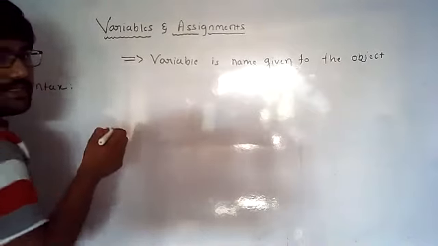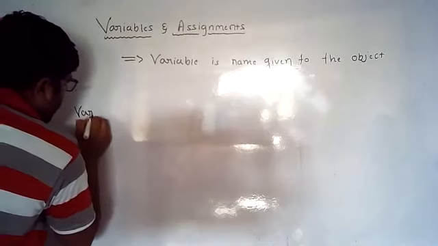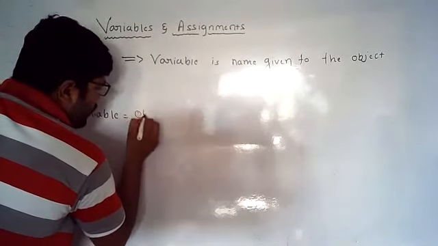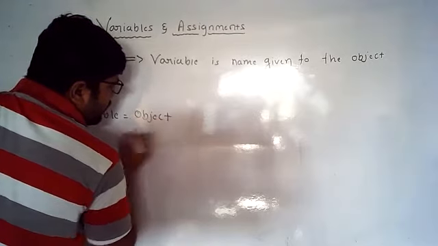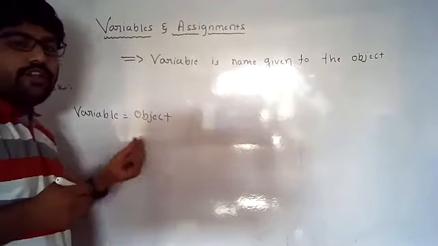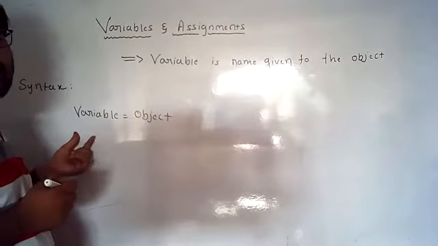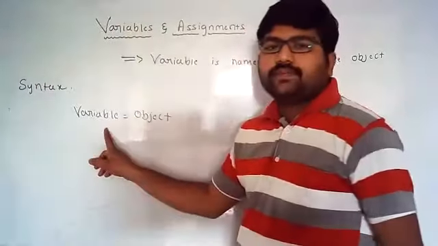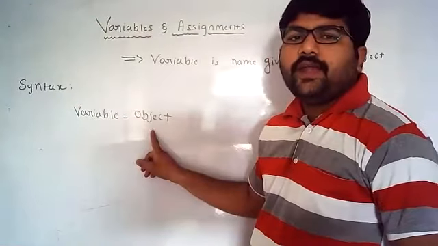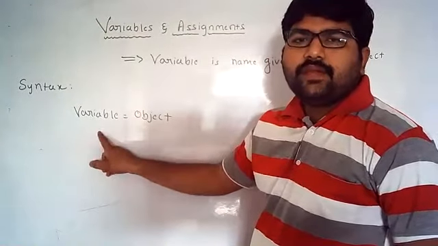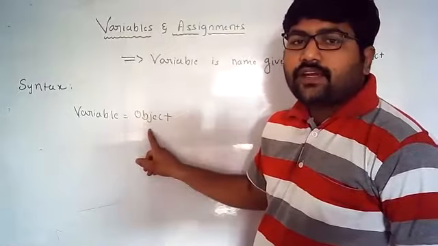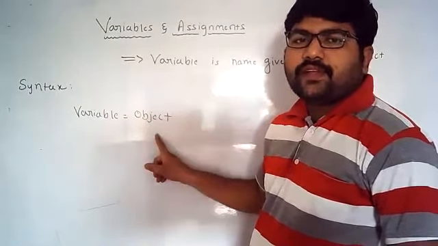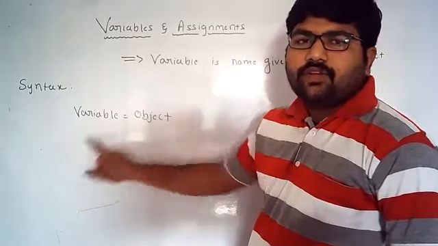The syntax is like this: variable equal to object. Whatever object you give here, that type of variable it becomes. If you provide 3 here, the variable will be integer type. If you provide Raghu or Vedant, it is string type. If you provide 3.0, it is of float type.